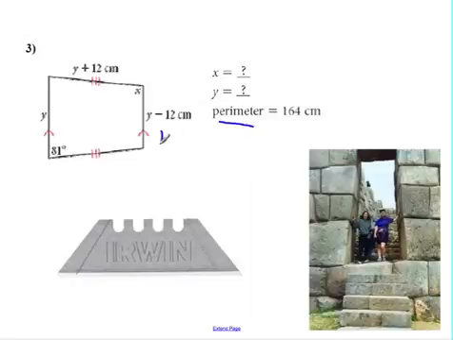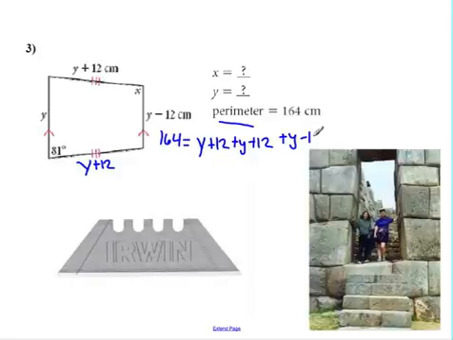Again, we're talking about perimeter. Perimeter for this one is going to be 164. We have to add up the four sides. Well, one side is going to be y plus 12. That's this leg here. And this side also will be y plus 12. So we'll have to add two of those on there, two y plus 12s. Our top, this base here, is going to be y minus 12.